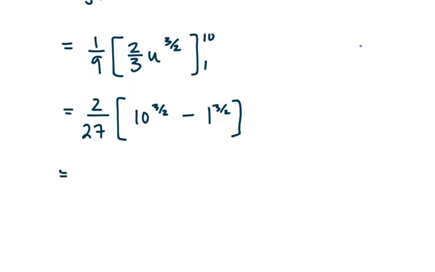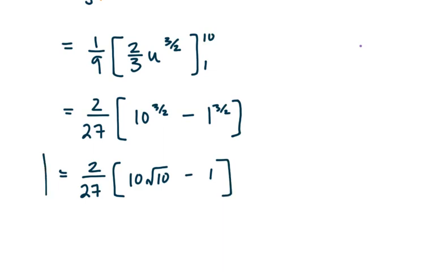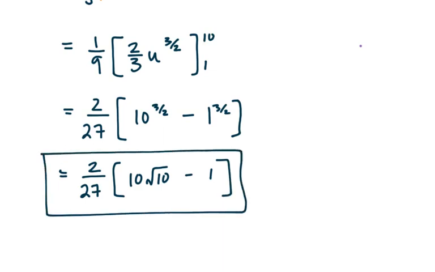10 to the 3/2 is the square root of 10 cubed, or the square root of 1,000. So just simplifying that one term, I would have 10 root 10 minus 1. And this represents the exact length of my curve between x equals 0 and 2, or y equals 0 and 1.